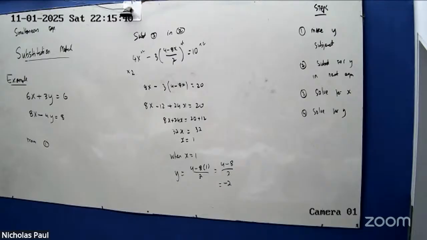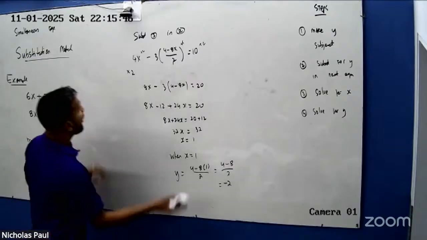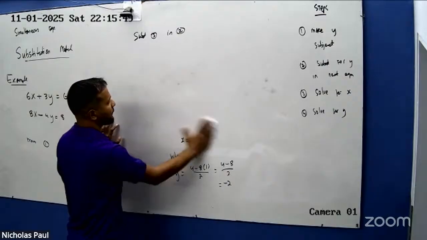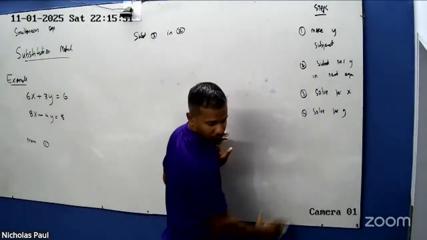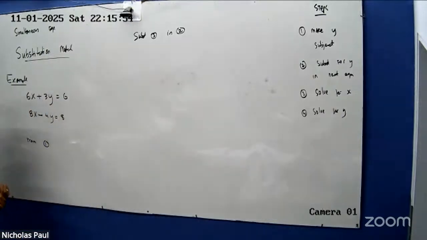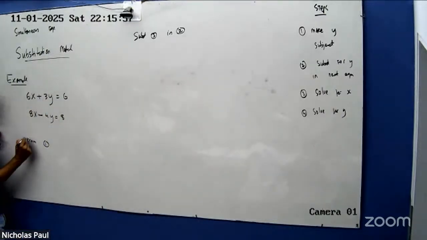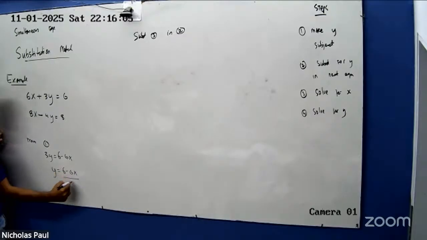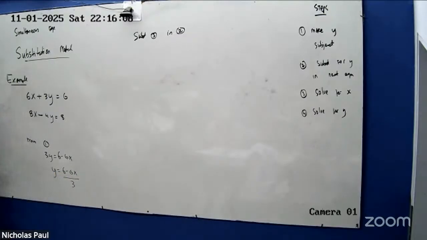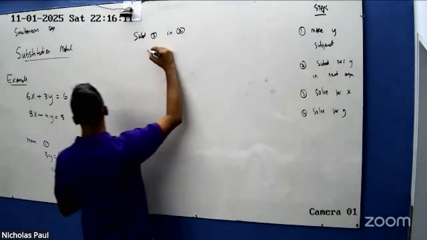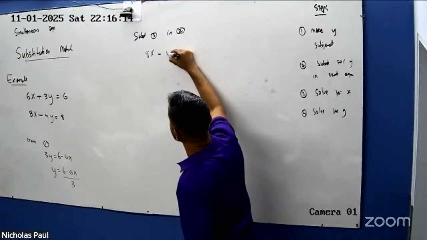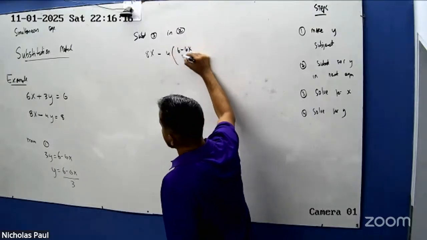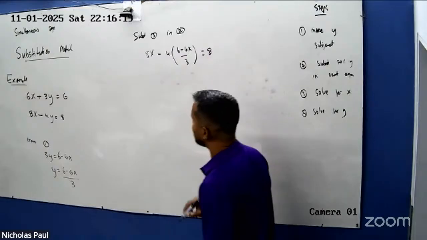Alright, let's see how it went. Online, send some more answers. I'm missing 4 answers. So from equation 1, I got 3y to be 6 minus 6x. Y is equal to 6 minus 6x over 3. Right? And now I'm going to substitute. That'll be 8x minus 4 by 6 minus 6x over 3 is equal to 8.